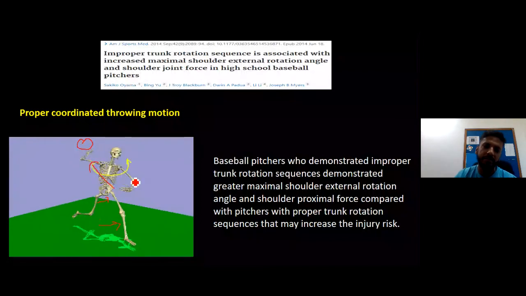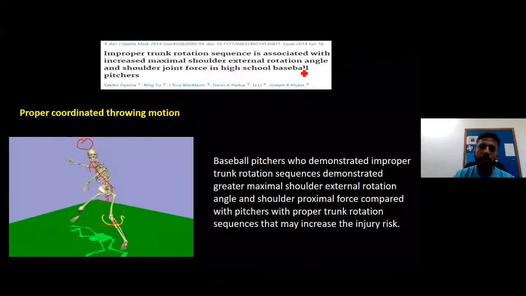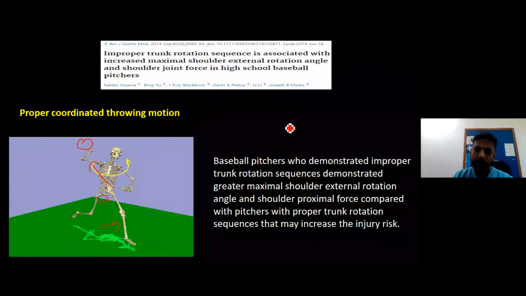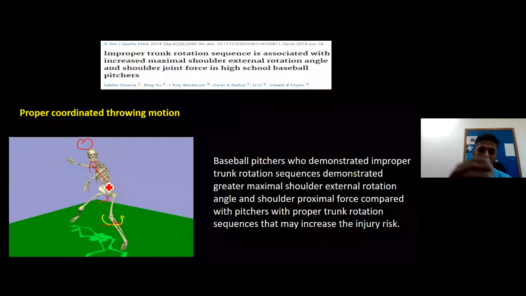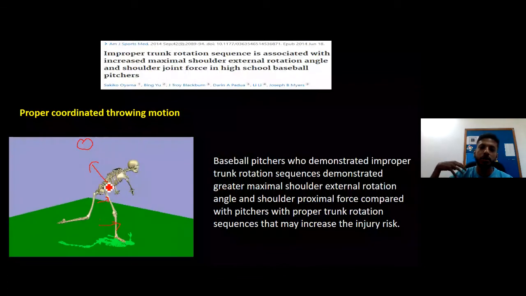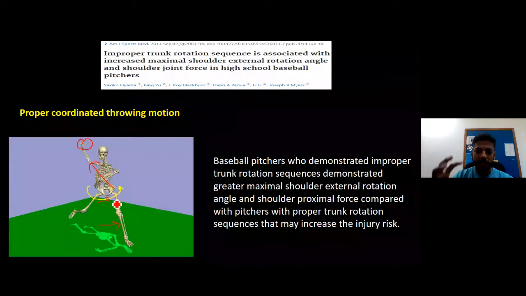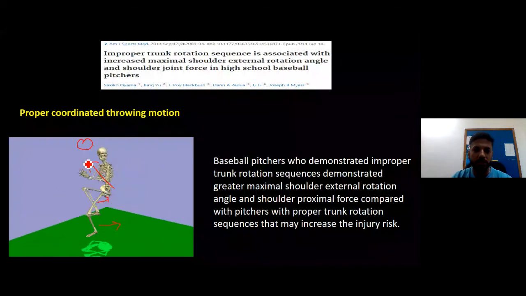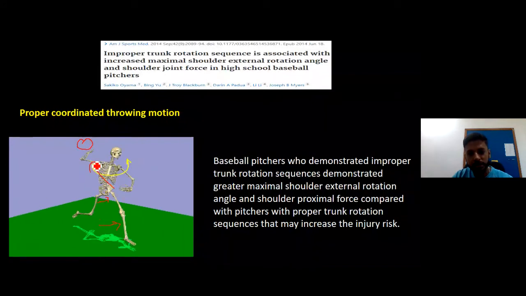One study looked at the importance of trunk rotation sequence with the maximum external rotation angle and the shoulder joint force in high school baseball players. What they found is that baseball pitchers who demonstrated improper sequence, as I have said, if your X factor sequence is not following your pelvis movement, you tend to exert a lot of force on the shoulder. If your sequence is proper, efficiency is good, so you tend to transfer proper force. So the shoulder will get maximum energy from the lower limb as well as the trunk.